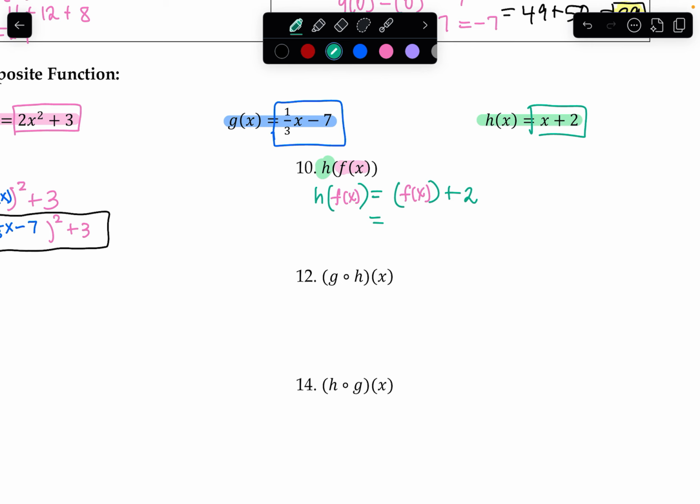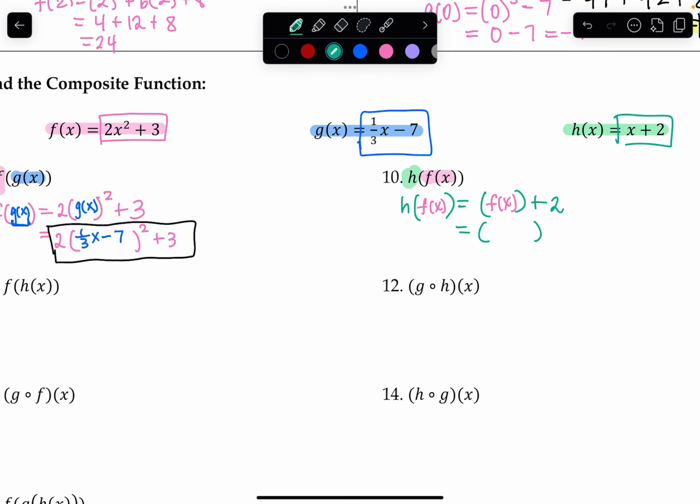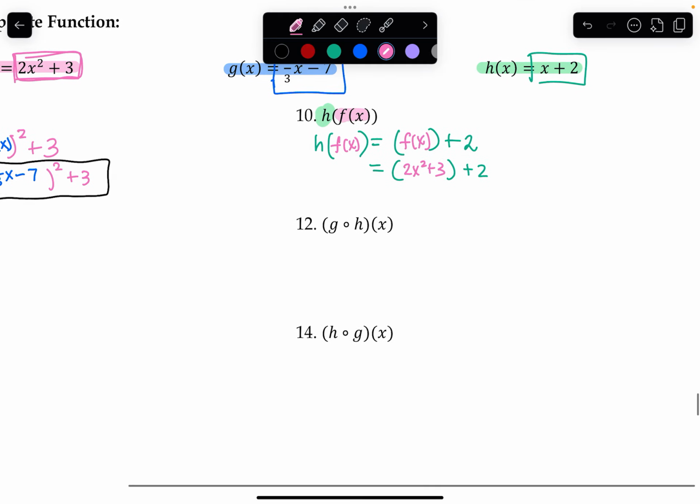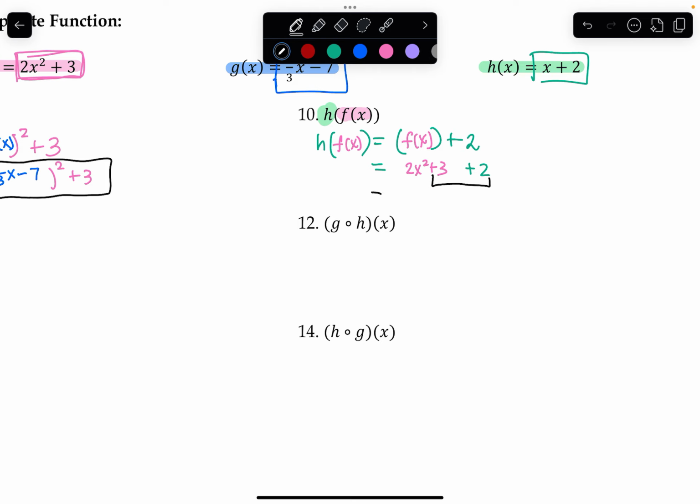Okay, and so in the next step, I'm going to write the rule for f of x in those parentheses, which is 2x squared plus 3. Okay, and so these parentheses aren't really necessary. There's nothing to distribute. There's no exponent, and so we don't really need them. And we can go ahead and combine our like terms to get 2x squared plus 5 as our final answer.